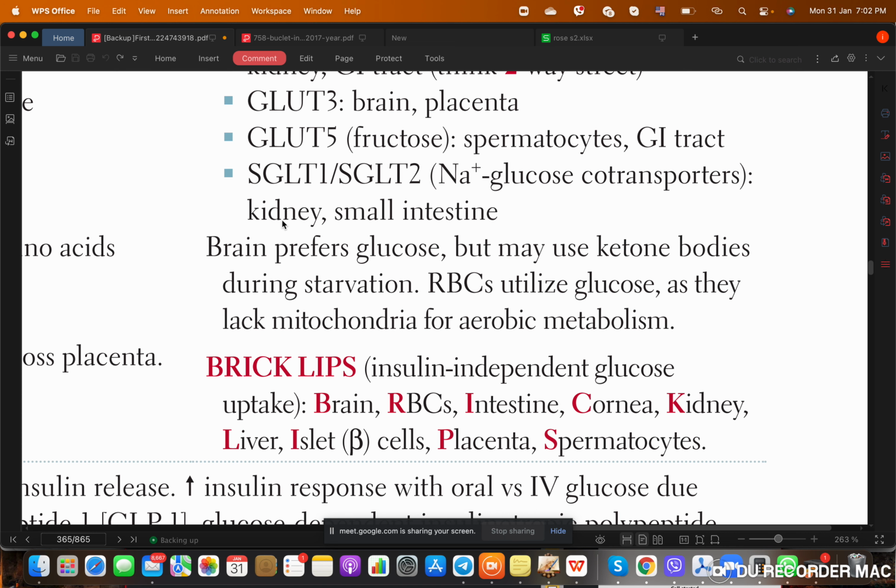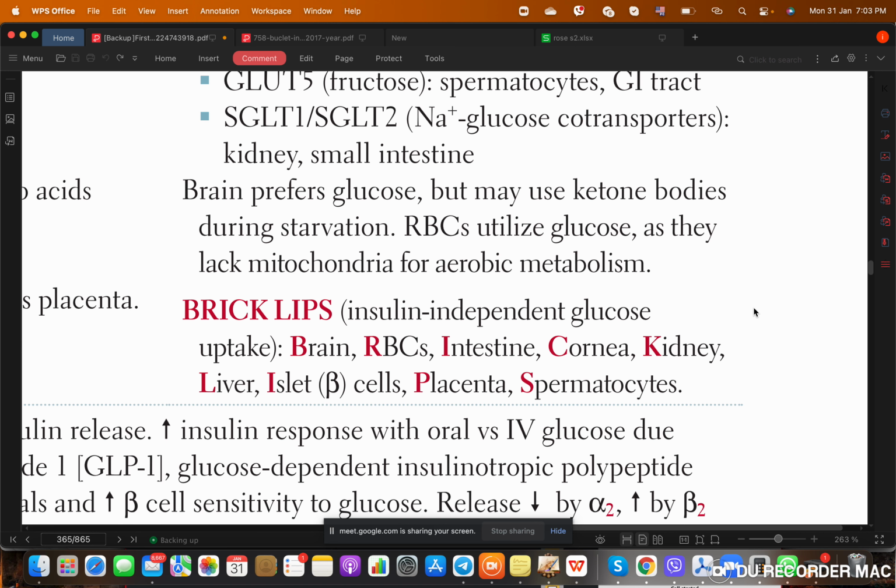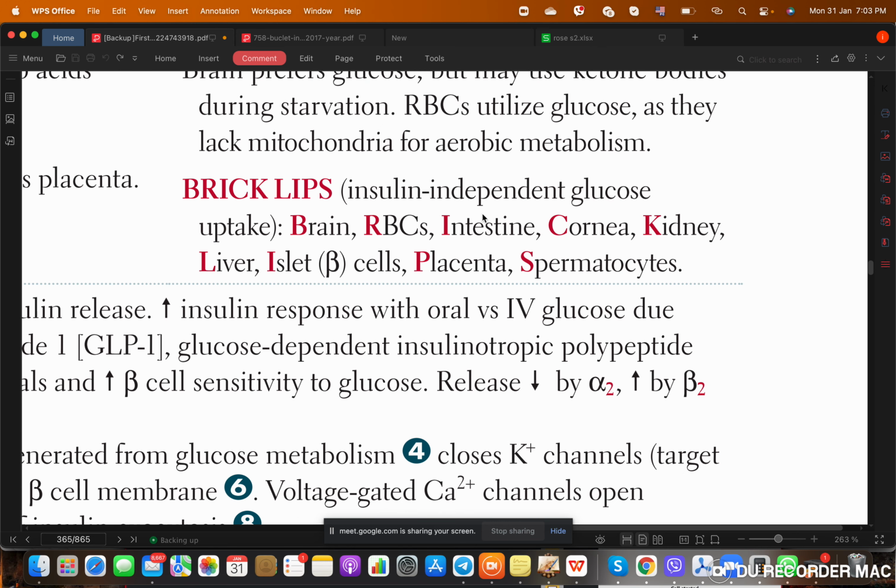Okay? Brains prefer glucose but may use ketone bodies during starvation. RBCs utilize glucose as they lack mitochondria for aerobic metabolism. The RBCs themselves don't have a nucleus. They don't have mitochondria. So for the RBCs, it's impossible to do oxidative phosphorylation. Thus, they must do what? They must use glycolysis.